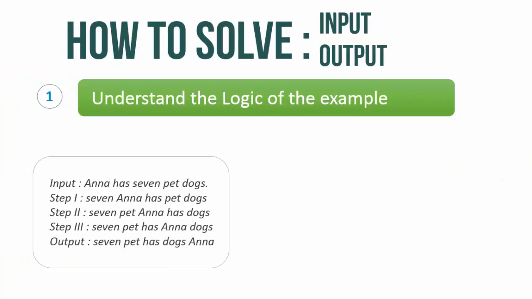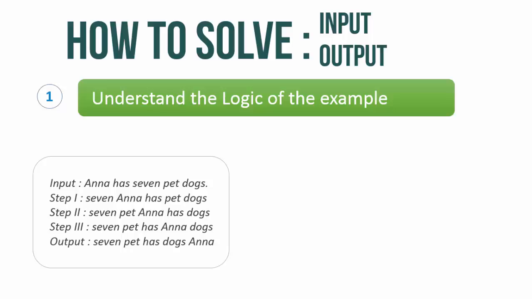Now you see an input, 3 steps and an output. Input is Anna has 7 pet dogs. Step 1 is 7 Anna has pet dogs. Step 2 is 7 pet Anna has dogs. Step 3, 7 pet has Anna dogs. And output is 7 pet has dogs Anna.